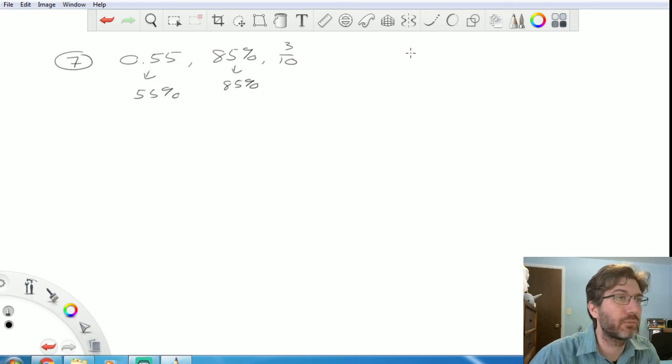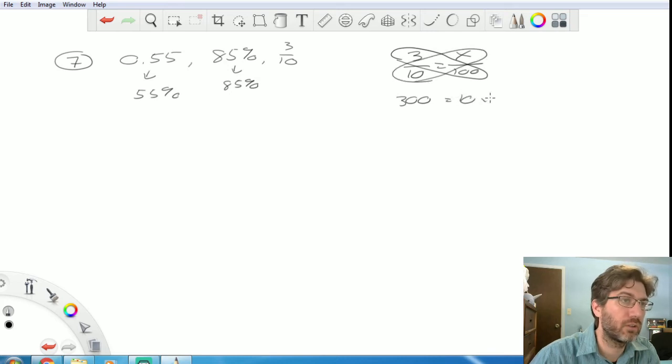3/10 as a percent, if you can't do this in your head, I'm going to cross multiply for it, or you could simply just write this as a decimal and then as a percent, which is probably easier. But 3 times 100 gives you 300. 10 times x gives you 10x. Divide that by 10, get x by itself, and you're left with 30 equals x. So this is equal to 30%.